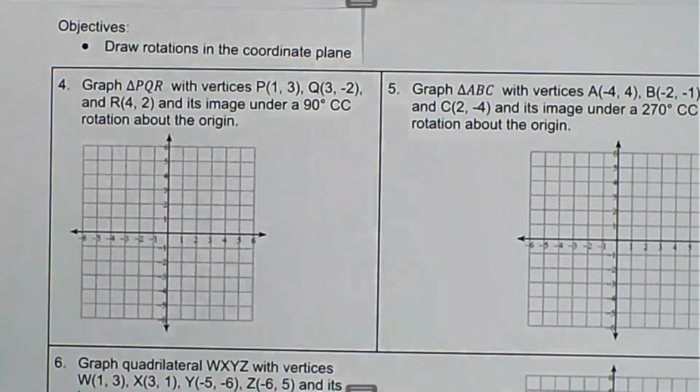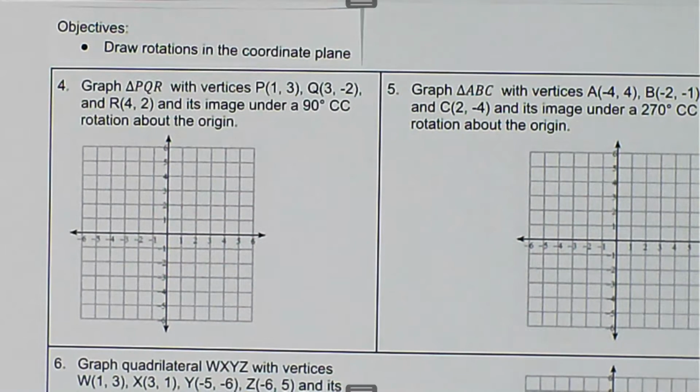We are talking about rotations, and we want to draw rotations in the coordinate plane. So we have graph triangle PQR with the given vertices and its image under a 90-degree counterclockwise rotation about the origin. The first thing we're going to do is draw the pre-image.